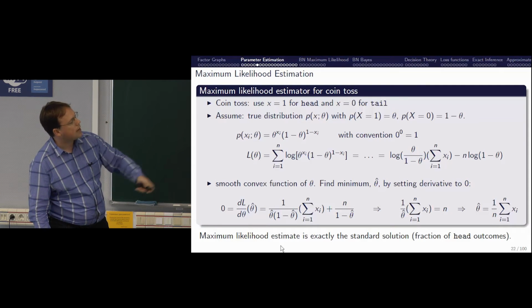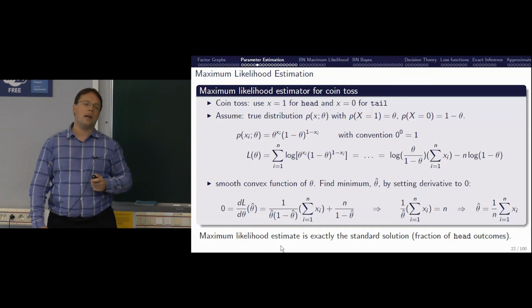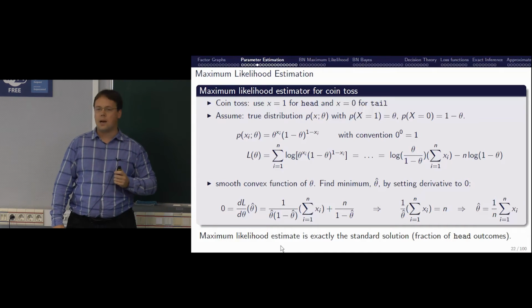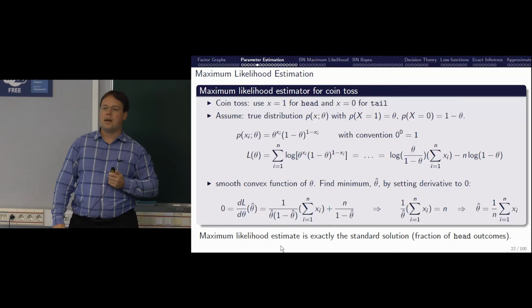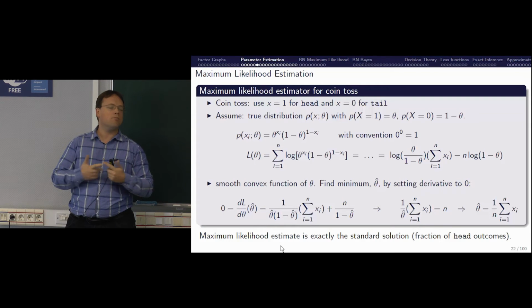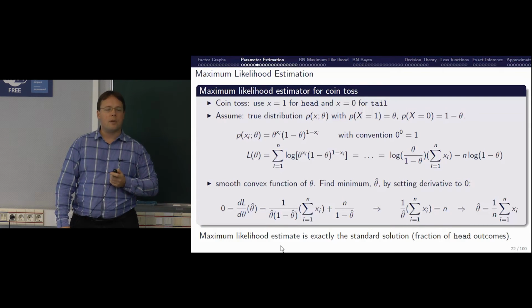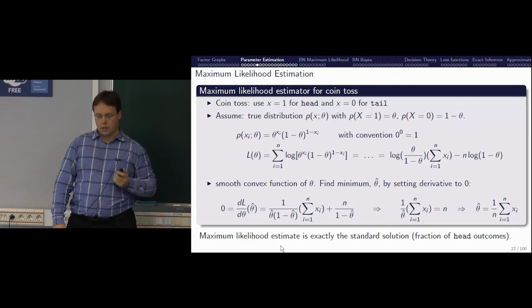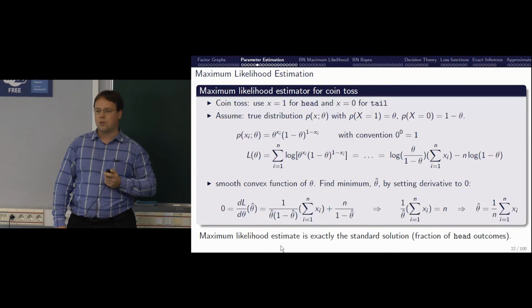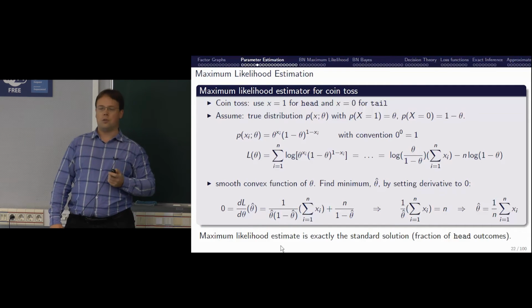So in the end, what we get out is that the maximum likelihood estimate is 1 over n times the sum of the xi's, where xi was 1 if it's heads and 0 if it was tails. So count how often heads occurred, divide by the total number. You've seen that before. The maximum likelihood estimate for a coin toss is exactly the same as the standard solution. That's just because it's a good idea. That's why you teach it in school, because maximum likelihood estimation is a good thing.